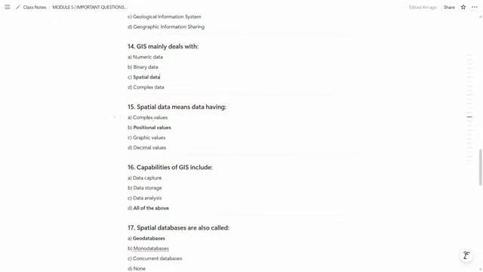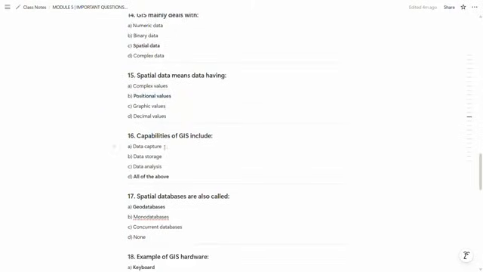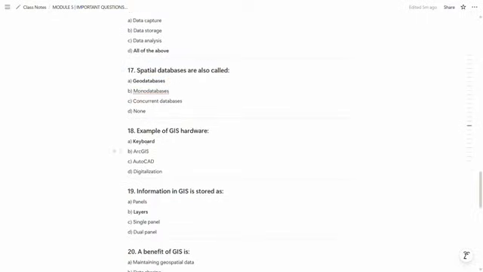Now GIS mainly deals with, so C option is the correct one, which is spatial data. Now the 15th question is spatial data means data having positioning values. So B is the correct answer. Now in the 16th question capabilities of GIS include data capture, data storage and data analysis. So all of the above. Now the 17th question is spatial database are also called geodatabases. So A option is the correct answer.